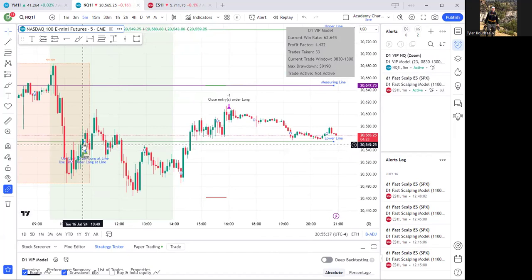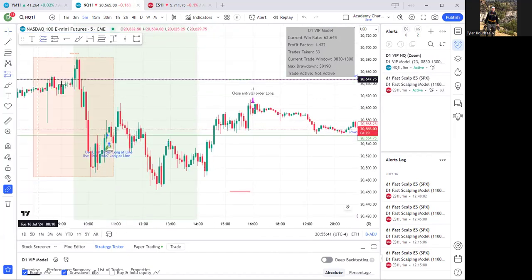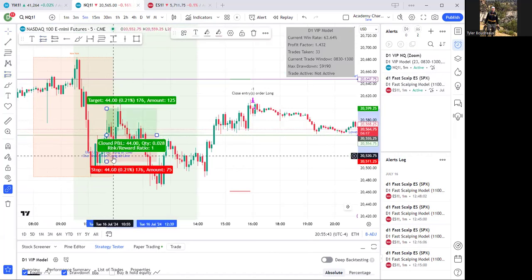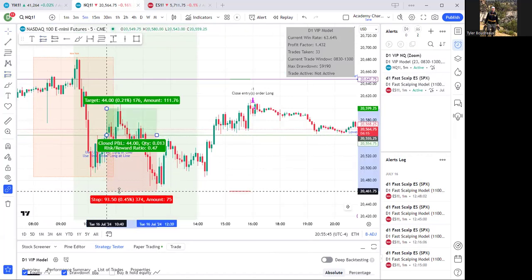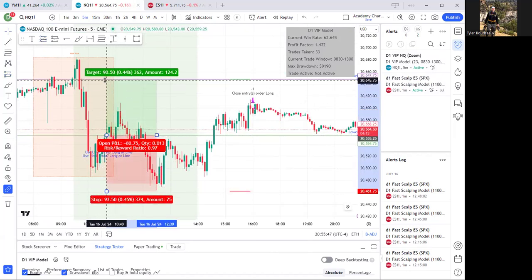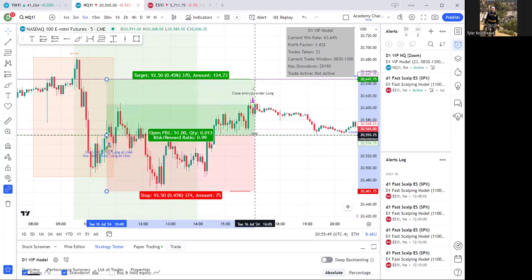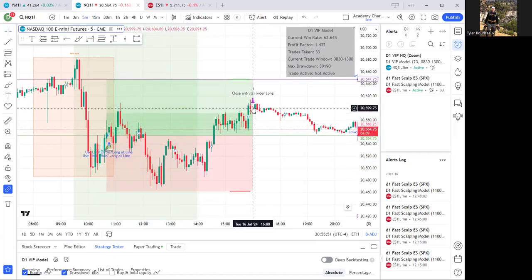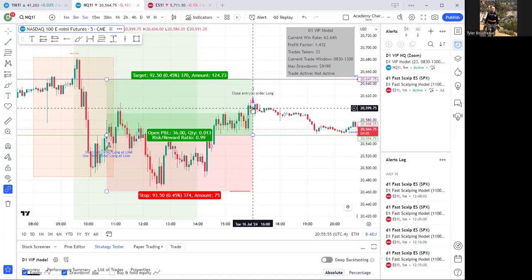You'd get the signal right here when it's taken the long. It's telling you to place the limit there. You'd place it there, put your stop right there, and put your TP up here. And then when the market closed at 4, you'd get an alert sent to your phone saying close your entry at break even.